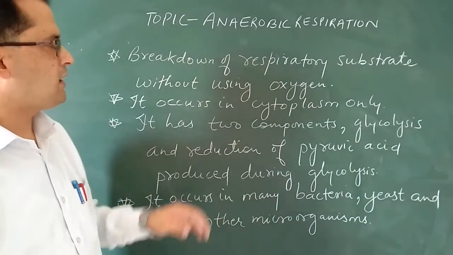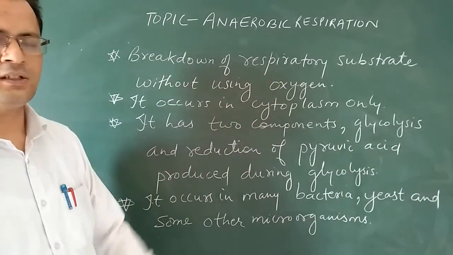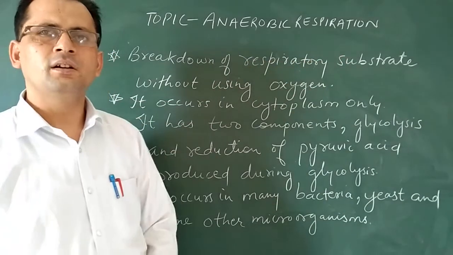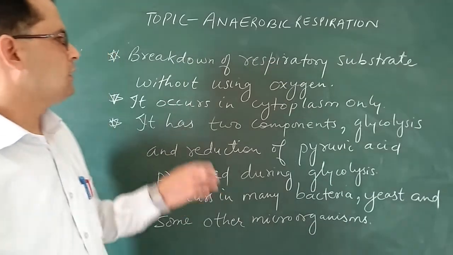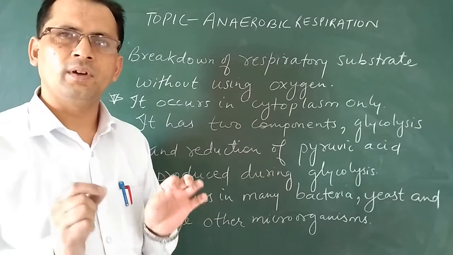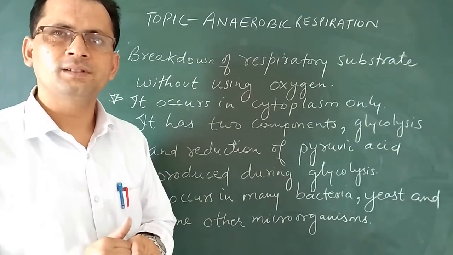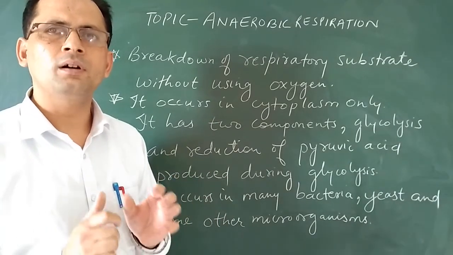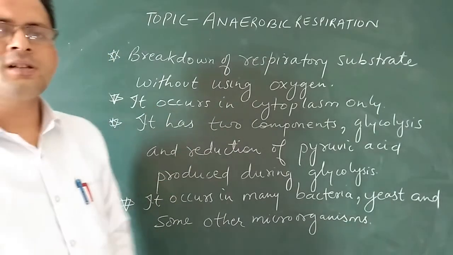So you can see here, beta, it is the breakdown of respiratory substrate without using oxygen. As I told you, this respiratory substrate is glucose. So it is the breakdown of glucose without using oxygen. It means there is no use of air or oxygen in completion of this reaction. It takes place without the involvement of oxygen. Then it occurs in cytoplasm only.